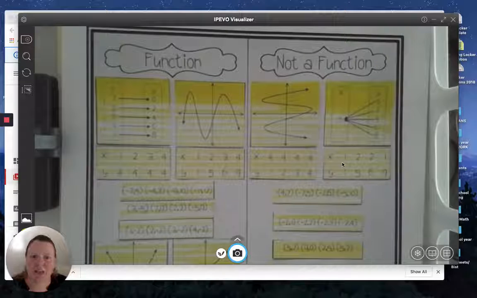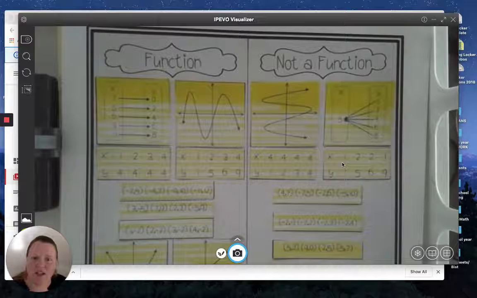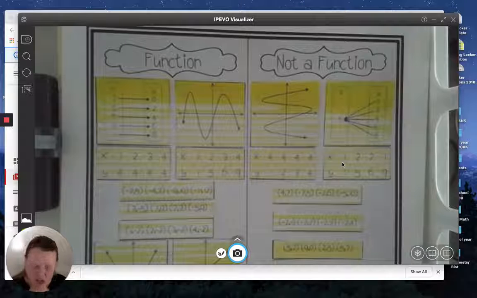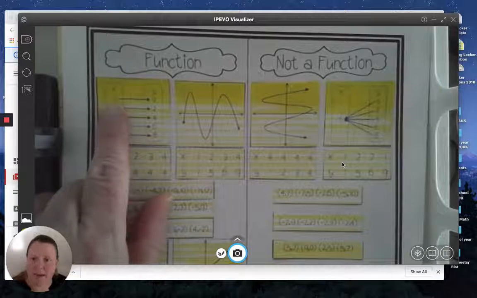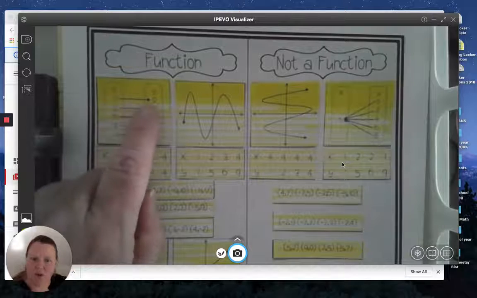Today we're going to talk about whether something is a function or is not a function. And so I have kind of a page that I use in the classroom that goes over examples of those. So a function is when things map out 1 to 1. There is 1 x for every 1 y.